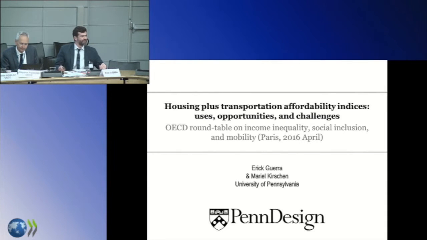So we have the creator of the Transportation and Affordable Index here in the room. And he's already given me several comments. I will try to respond to those comments in the talk, but don't hesitate to. Excellent.